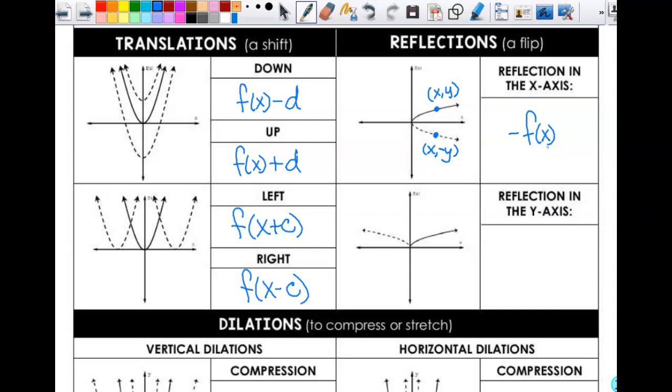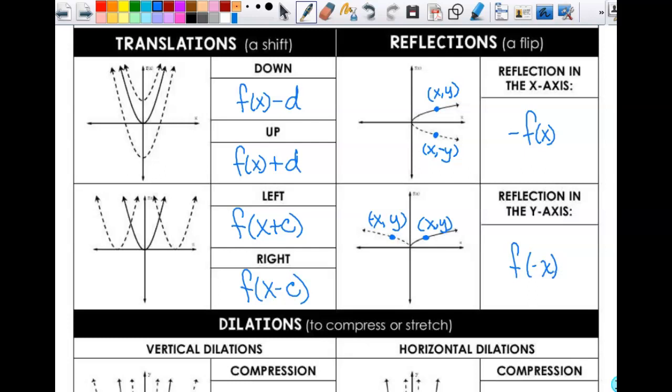If I have a point here, again x, y, and I'm going to reflect it in the y-axis, it ends up here. This time, y stayed the same, and I changed the sign on x. So a reflection in the y-axis changes the sign on x, so this would have to be f of negative x. Okay, does that make sense, how that works?